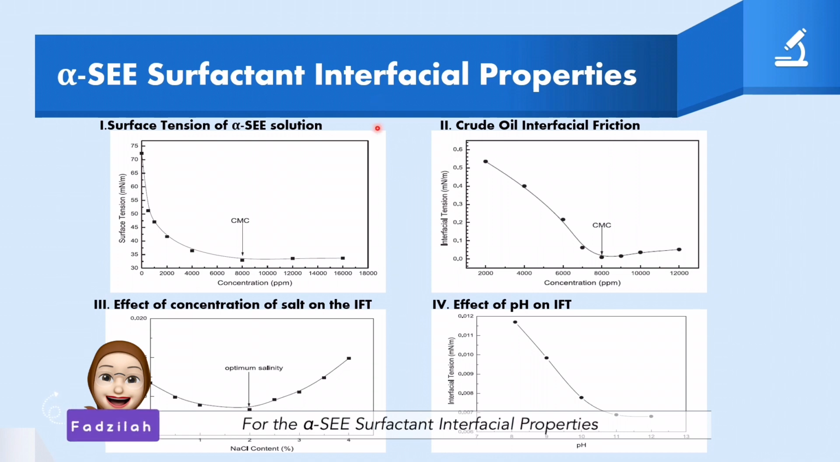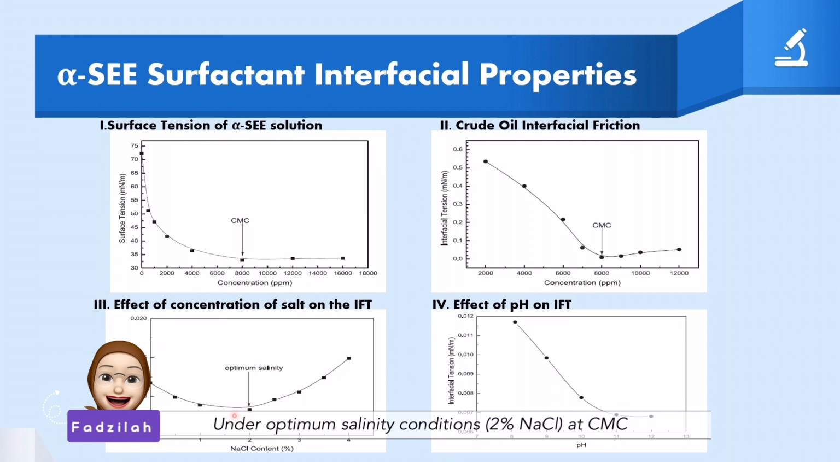For the alpha SEE surfactant interfacial properties, overall, the synthesized surfactant CMC is found at 27 degrees Celsius to be 8,000 parts per million. In the crude oil aqueous solution interface at CMC, an ultra-low IFT of 1.17 exponent -2 millinewton per meter is observed.